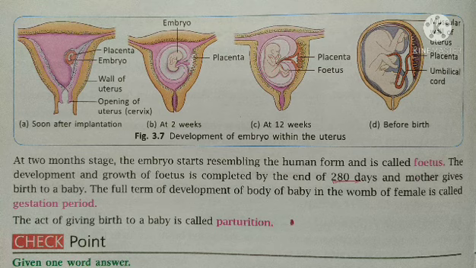So dear students, there is another definition in your syllabus, that is parturition. Parturition is the expulsion of the fully formed fetus from the uterus after completion of the gestation period, that is after 280 days. When the fully formed fetus is expelled out from the uterus, it is referred to as parturition. So the act of giving birth to a baby is known as parturition. With this, your chapter is complete.